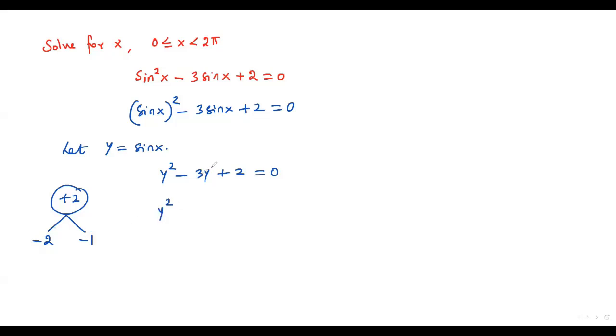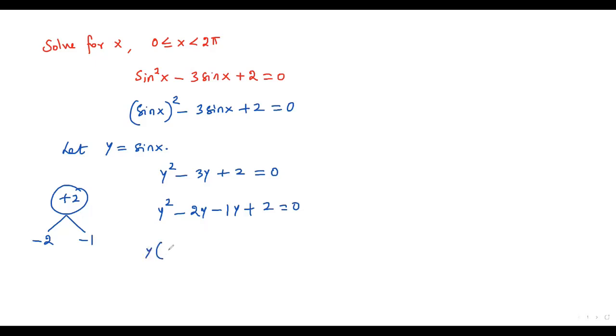So we can split up the middle term negative 3y using these two factors negative 2, negative 1. Then I'll be getting y square, negative 2y, negative 1y, positive 2 equals 0. Now we can factor this expression by grouping. That is, we can consider the first two terms as one group and the next two terms as another group. What is the greatest common divisor for the terms of the first group? y. y is the greatest common divisor. We can factor y out.